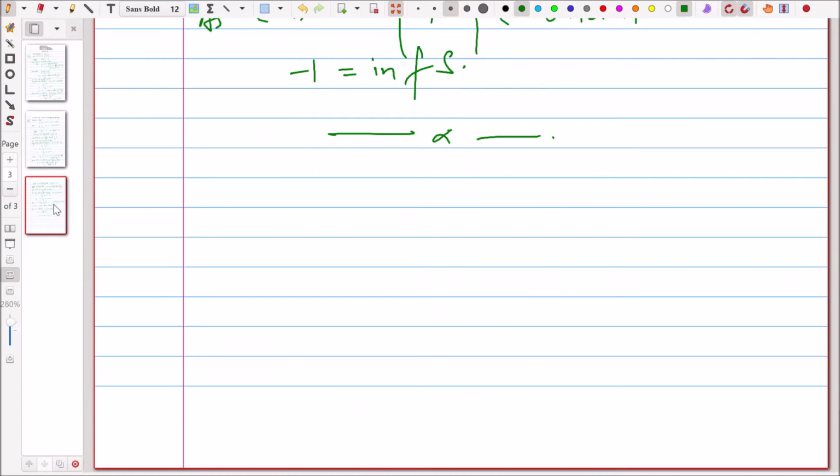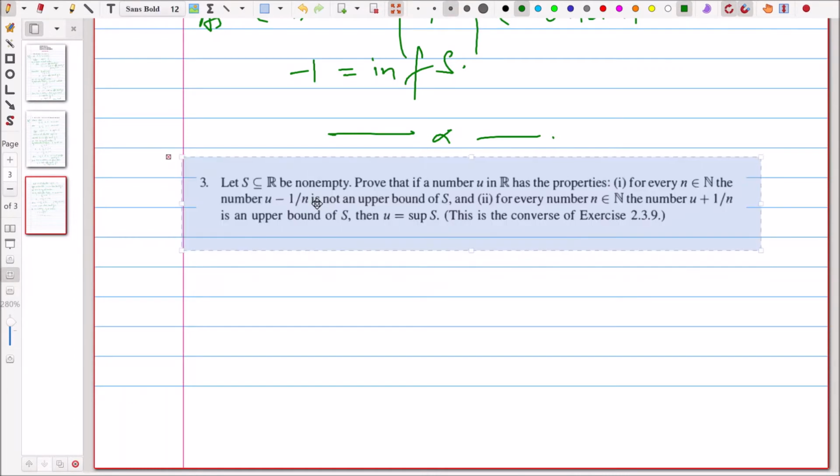Now let us move to question number 3. Question number 3 is somewhat similar to the second question only. We are given a non-empty set S and we have to prove that if U is a number which satisfies two properties: first, for each natural number n, the number U minus 1 by n is not an upper bound of S, and second, for every number n, the number U plus 1 by n is an upper bound of S. Then we have to show that supremum of S is equal to U.